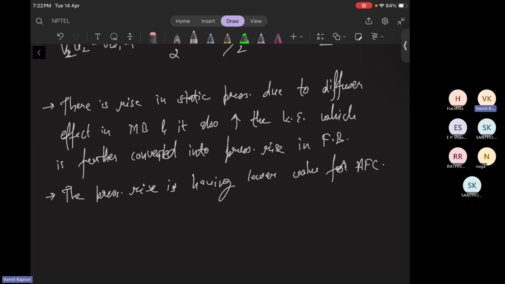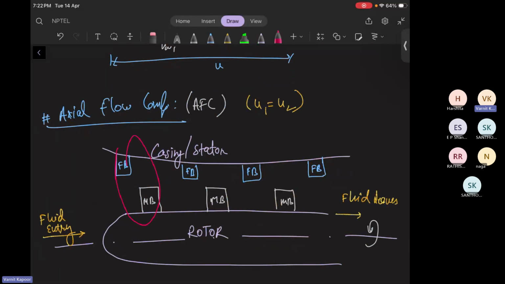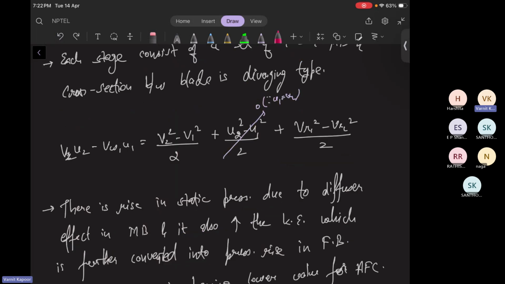That is why we require multi-staging. That is why the number of stages are there: first stage, second stage, third stage, and they are diverging in section as well. So to achieve a higher pressure at the outlet, we need to have multi-staging.